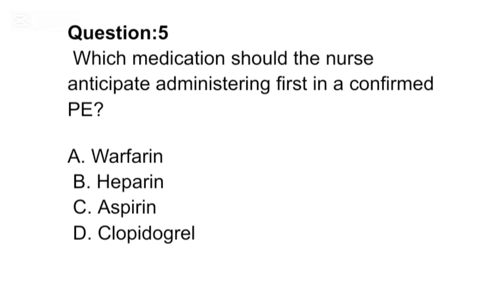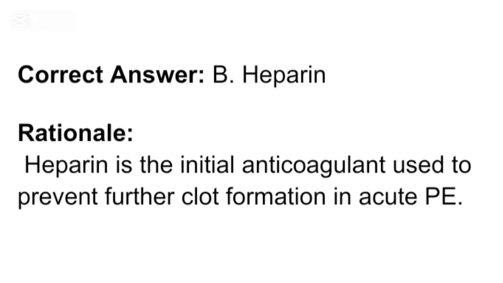Question 5. Which medication should the nurse anticipate administering first in a confirmed PE? A. Warfarin. B. Heparin. C. Aspirin. D. Clopidogrel. Correct answer, B. Heparin. Rationale. Heparin is the initial anticoagulant used to prevent further clot formation in acute PE.